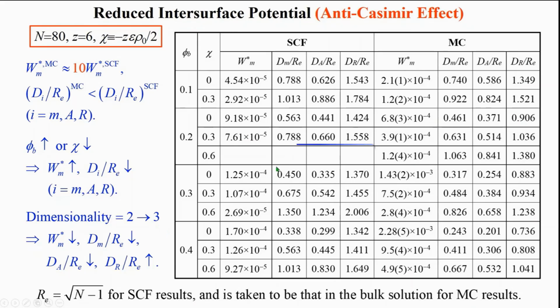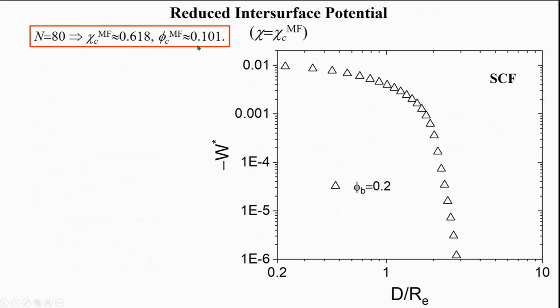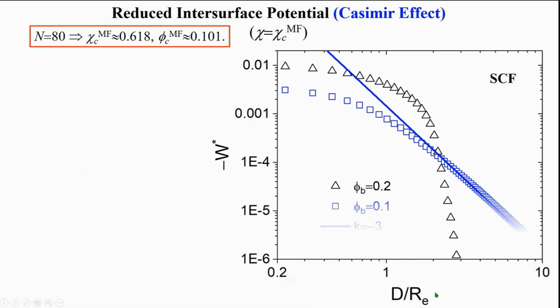Finally, at phi b equal to 0.2 and chi equal to 0.6, the self-consistent field result gives no repulsion, because this is close to the mean field critical point, given here for n equal to 80. So W star in this case is always negative and quickly decays towards 0 with increasing d. At the mean field critical point, however, the self-consistent field result exhibits a long-range attraction, decaying with d to the power of -3, as shown by the straight line on this log-log plot.